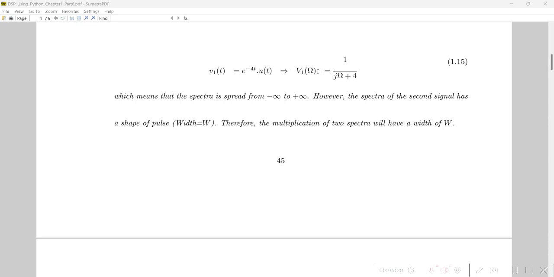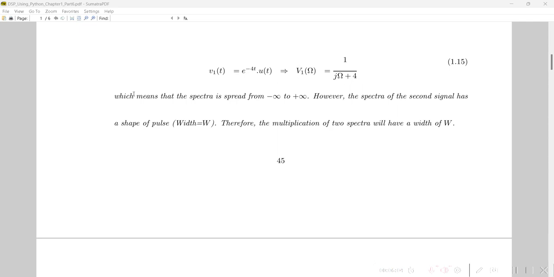If we imagine the amplitude, which will be 1 over square root of omega to the power of 2 plus 16, at frequency near 0, we'll have 1 over 4. The amplitude will be 1 over 4. And when omega approaches infinity, the amplitude will go to 0. So it behaves like a low-pass filter, right?